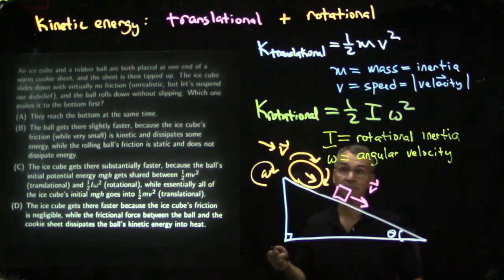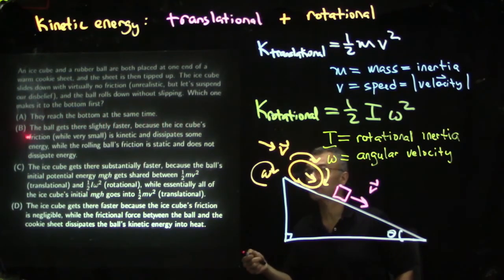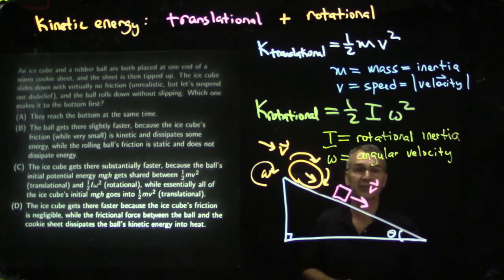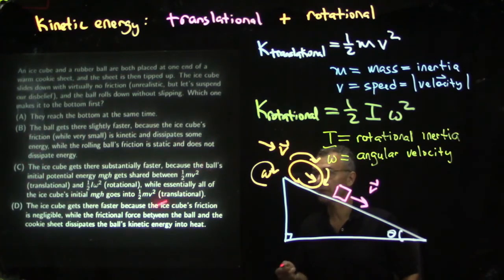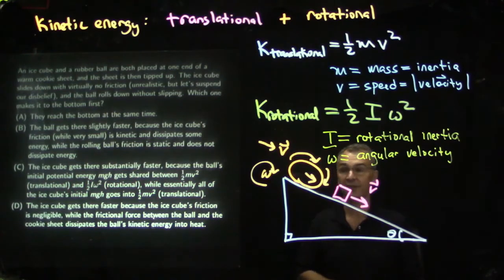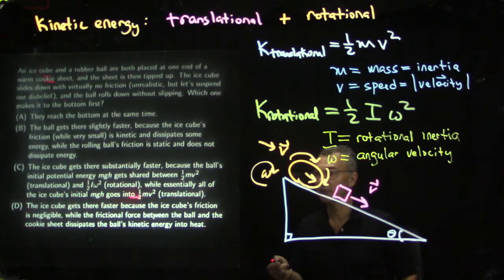The ball gets there slightly faster because the ice cube's friction, while very small, is kinetic and dissipates some energy, while the rolling ball's friction is static and does not dissipate energy. Well, we said the friction was virtually negligible. The ice cube gets there substantially faster because the ball's initial potential energy, mgh, gets shared between 1/2 mv squared translational and 1/2 I omega squared rotational, while essentially all of the ice cube's initial mgh goes into 1/2 mv squared translational. The ice cube gets there faster because the ice cube's friction is negligible, while the frictional force between the ball and the cookie sheet dissipates the ball's kinetic energy into heat.